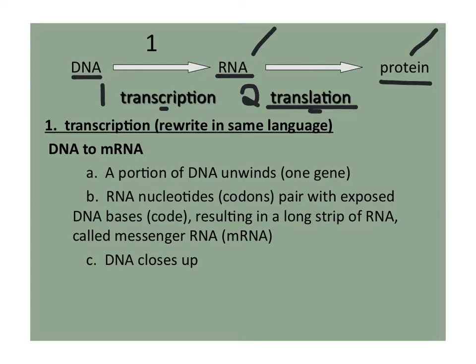Again, we'll review that in just a minute. But this is that complementary base pairing. The only difference here is that RNA does not have thymine. It is replaced by uracil. So the end result of this is a long strip of RNA, which we call messenger RNA. Then the DNA closes up. This DNA can be used repeatedly throughout the life of that cell for providing the template for this messenger RNA.